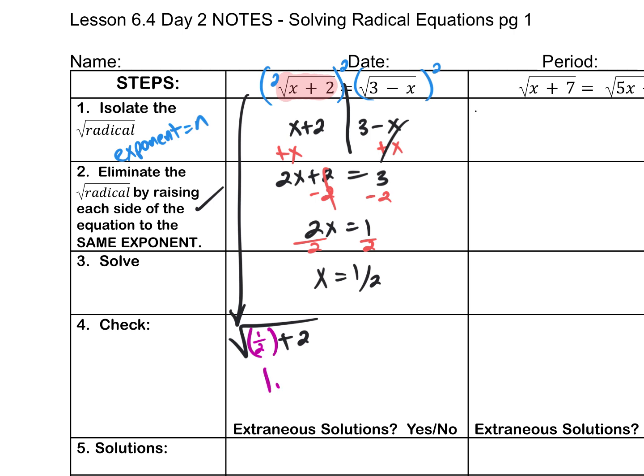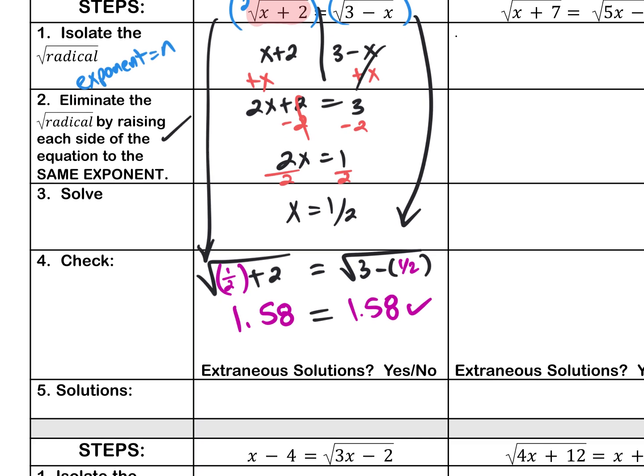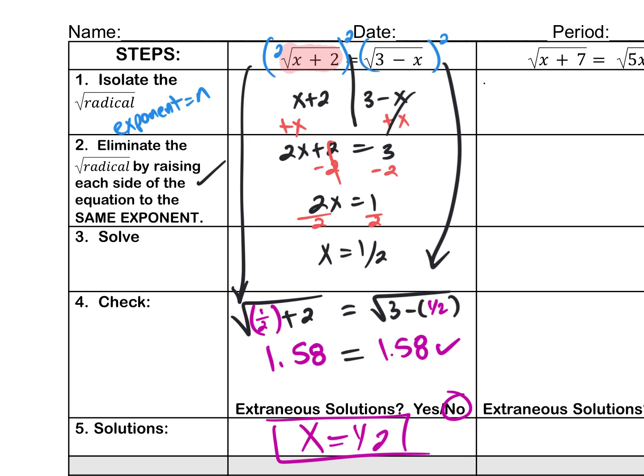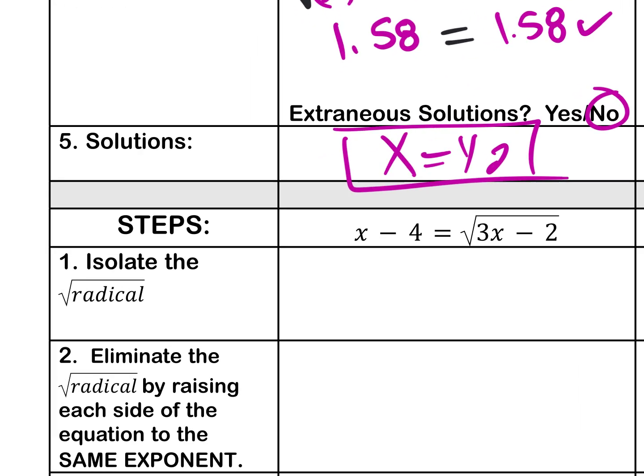That's 1.58. And then we're going to check it on the other side of the equation because we don't know what that is. It's not like last time where it was equal to a number. Now we just have to plug in the x value. And it should equal 1.58. Because we have a true statement, the solution is not extraneous. My solution is x equals 1/2. That's it.